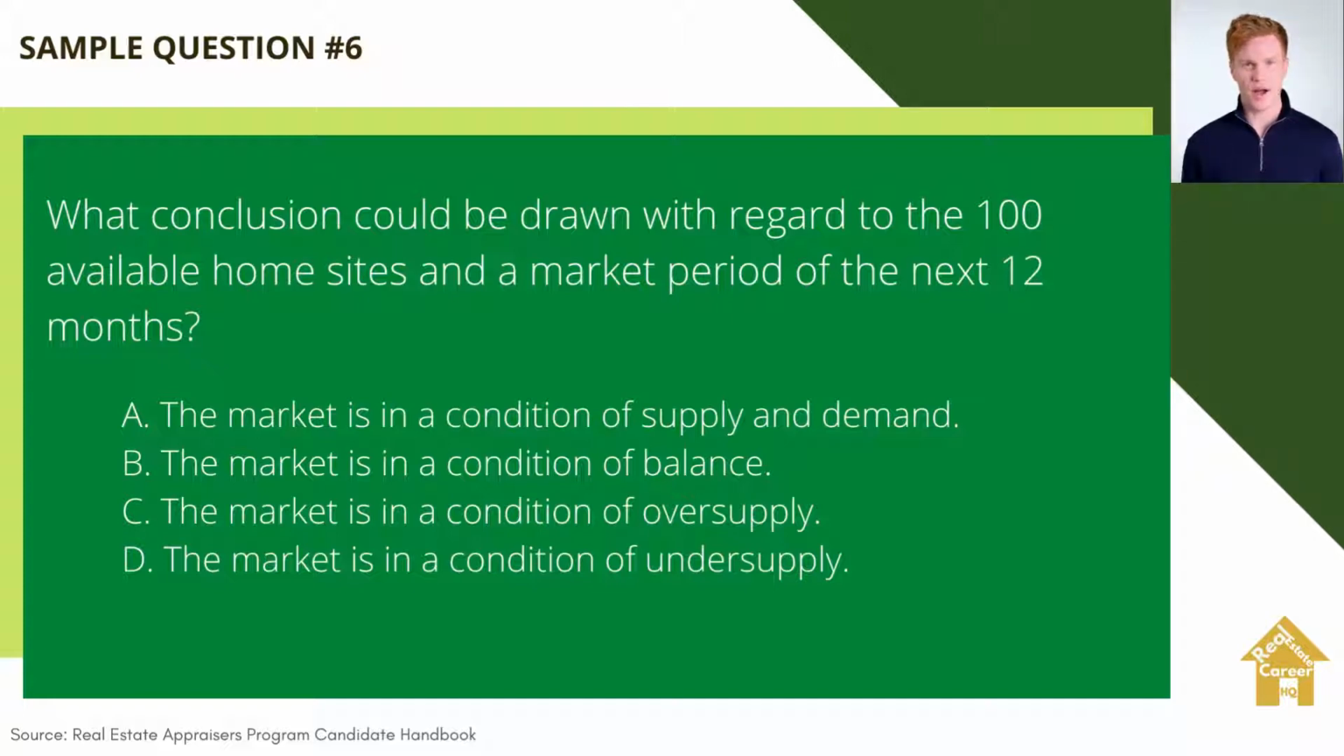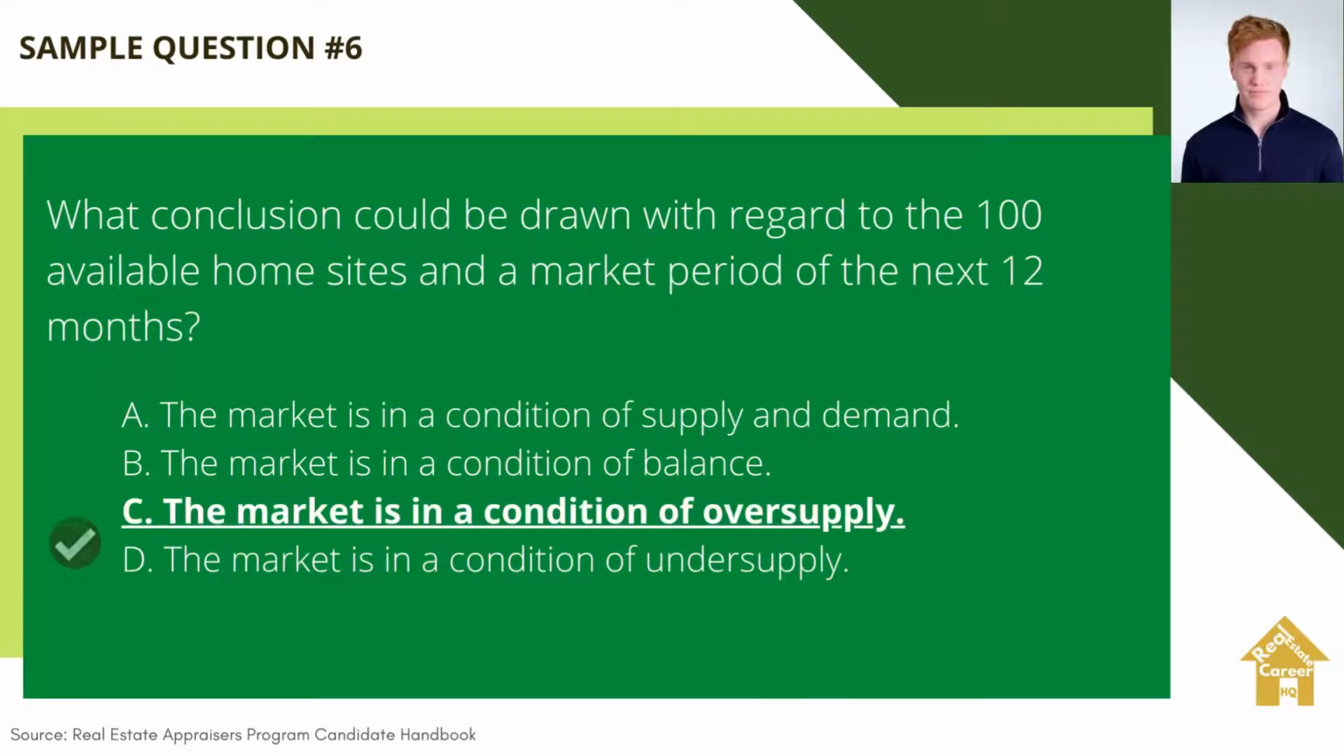B. The market is in a condition of balance. C. The market is in a condition of oversupply. D. The market is in a condition of undersupply. The correct answer is C. The market is in a condition of oversupply.